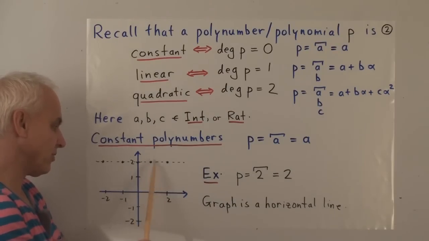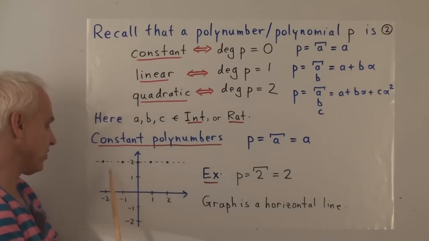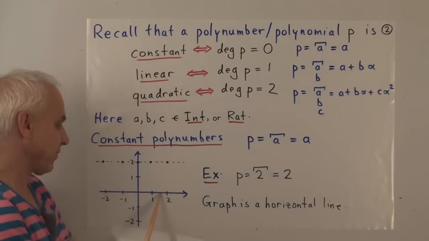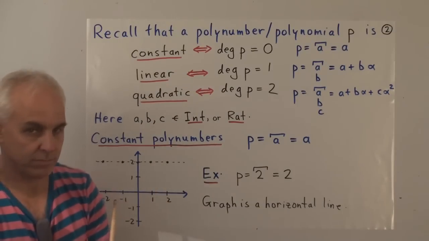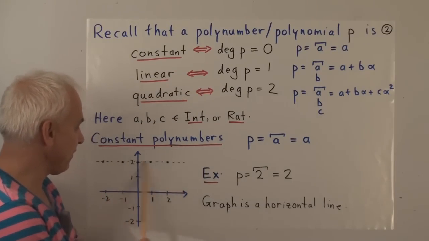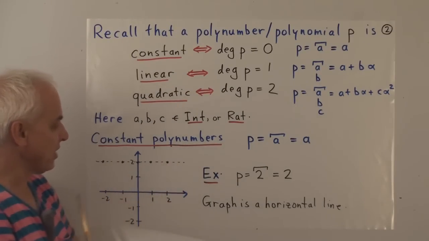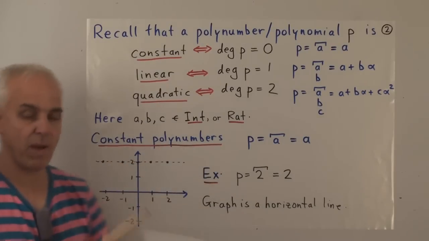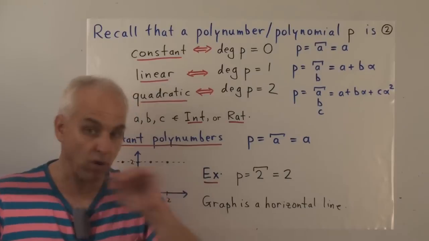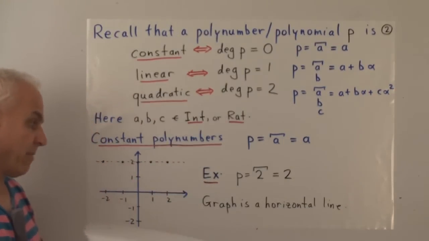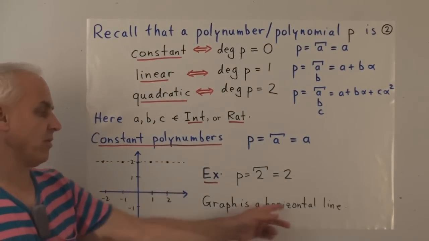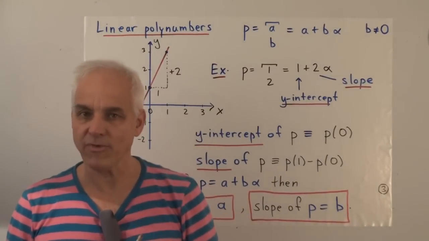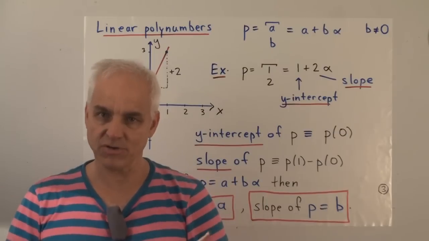0, 2; 1, 2; 2, 2; 3, 2; minus 1, 2; minus 2, 2. If we had rational points, say 3 halves, it would also be 2 there. So all the plotting points end up being on this horizontal line. So a constant polynumber gets represented pictorially as a horizontal line. It's a line, but it's a special kind of one. It's a horizontal one.